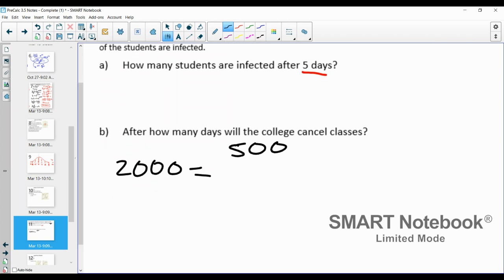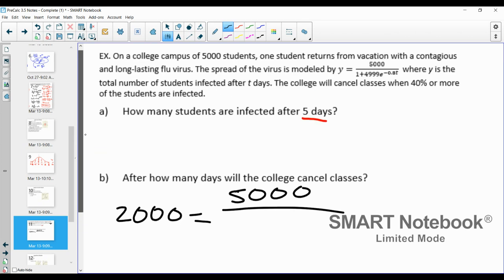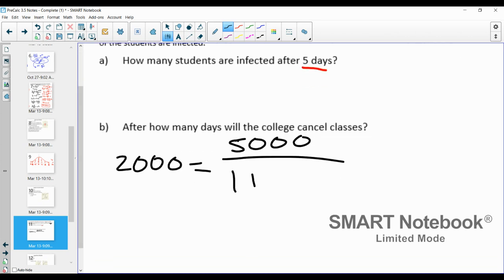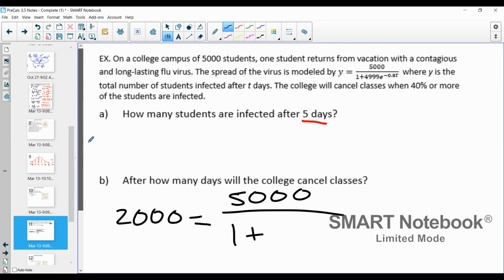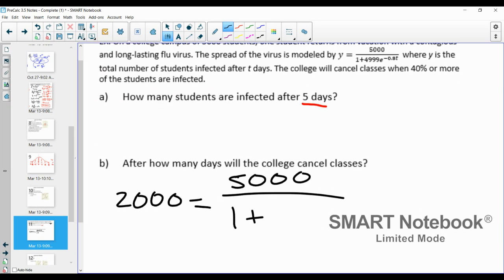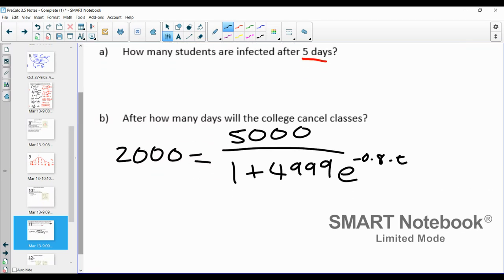We have 5,000 divided by 1 plus 499 e raised to the negative 0.8 times t. Okay, now that I have it set up from here, we can solve it.